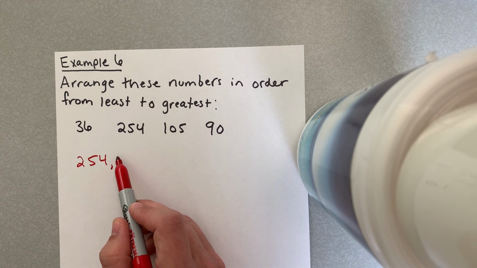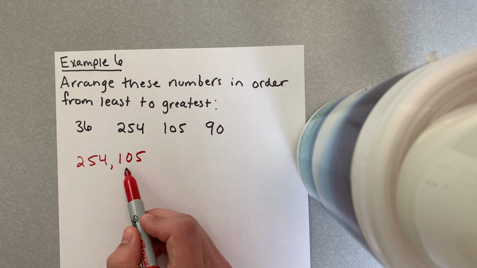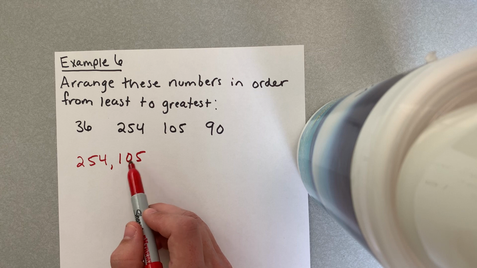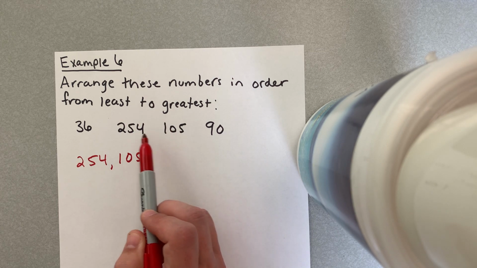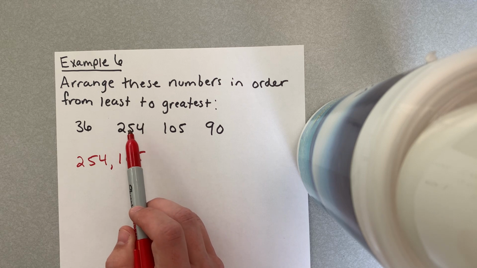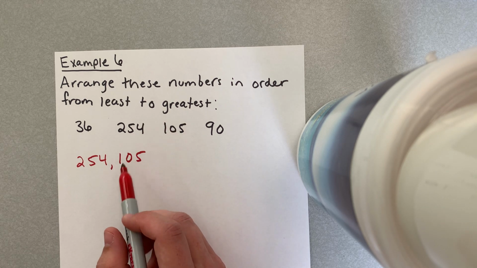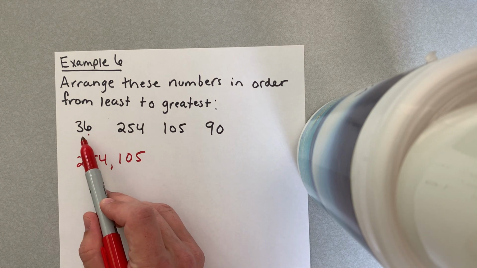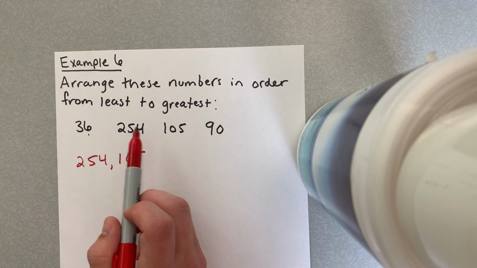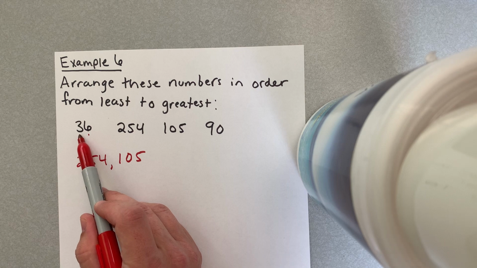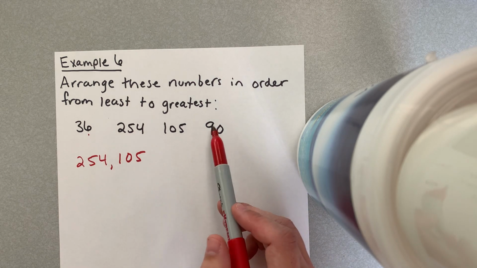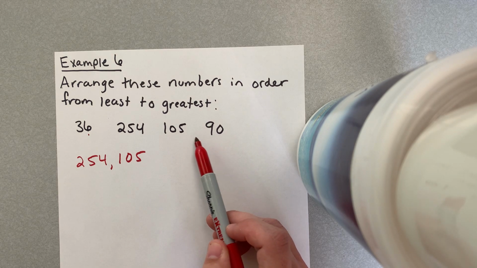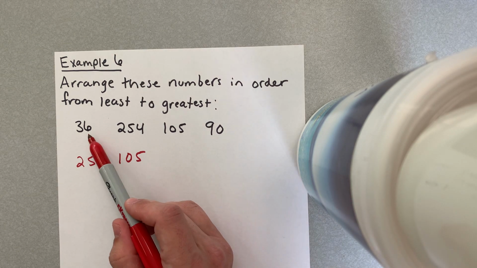And then I have 105. So I know that this one is greater. But remember, we're asked to put it from least to greatest. So I'm not putting these down in order yet, but I'm just trying to find out which ones, again, is the least. So I know that 254 is the biggest, then 105. So now I have 36 and 90. Well, I have a 3 in my tens place, and I have 9 in my tens place. So I know that 90 is going to be bigger than 36.